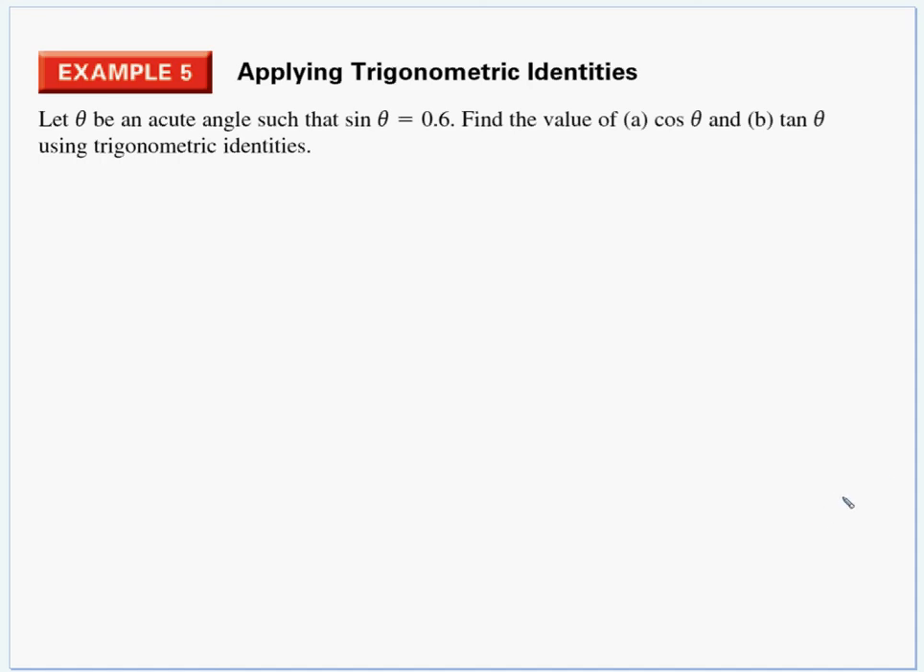We're going to work on 4-3 in this one, day 2. We'll do some more examples and some more practice problems. And let's see what we're starting here with example number 5. Let theta be an acute angle such that sine is equal to 0.6. Find the values for cos and then also for tan using the trig identities.